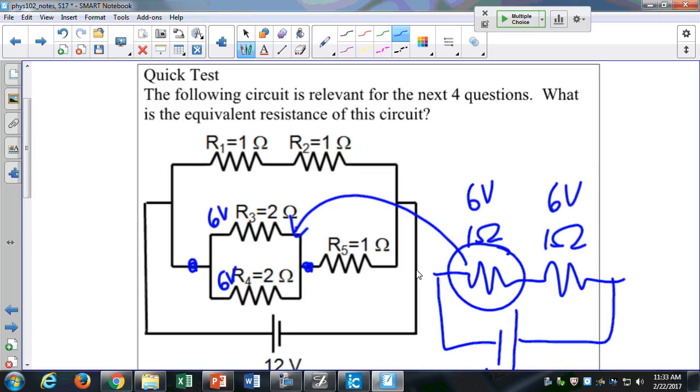Is this the equivalent? Oh no, I'm sorry, 6 amps. 6 amps, I'm sorry. So that's 12 volts. So I have 6 amps here. I get 6 amps up here, and I got 3 amps here and here. And 6 amps here. I'm sorry.